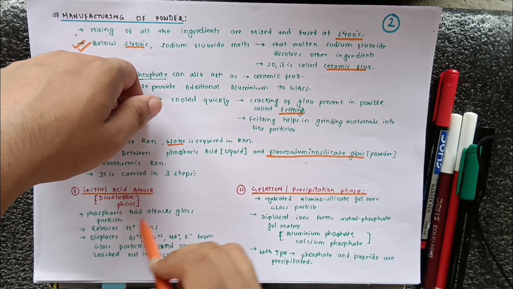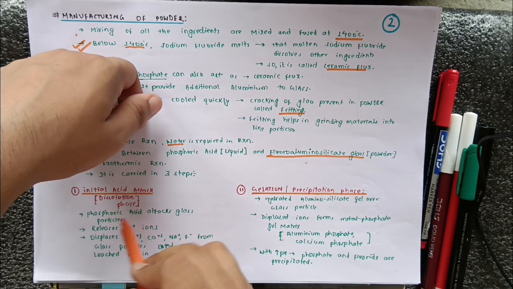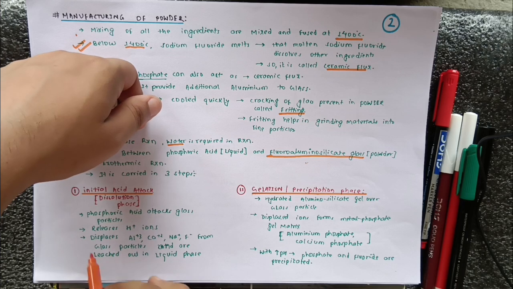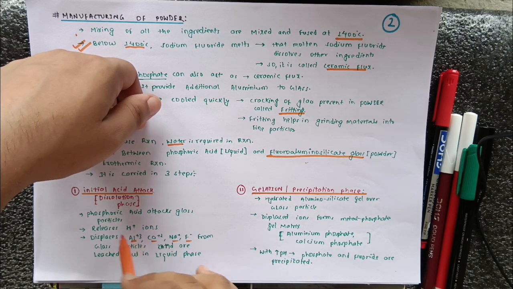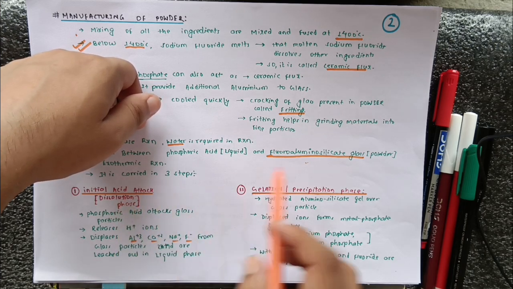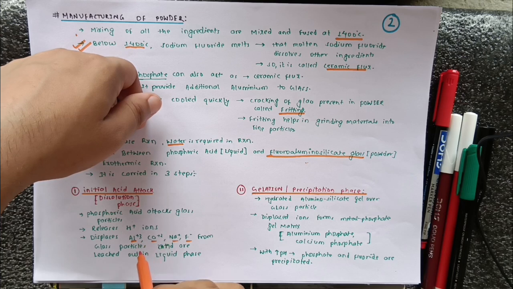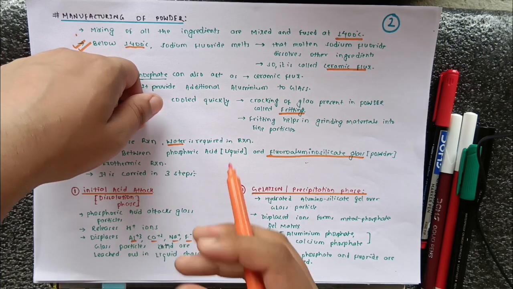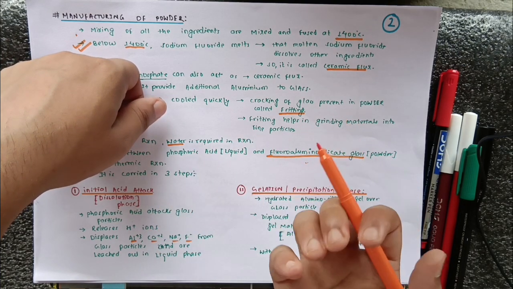When it interacts with the glass particles, there is a release of aluminum, calcium, sodium, fluoride. Particularly, when the H plus ion released by the phosphoric acid attacks the glass particle, it replaces those ions, aluminum, calcium, sodium, fluoride, from the glass particle, and they are released out in the liquid phase. So they come out of the glass particle.